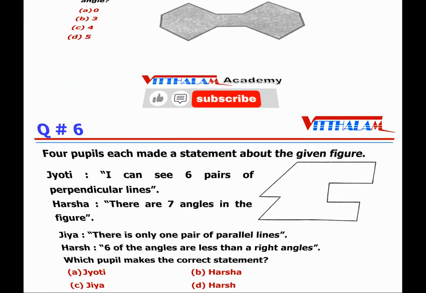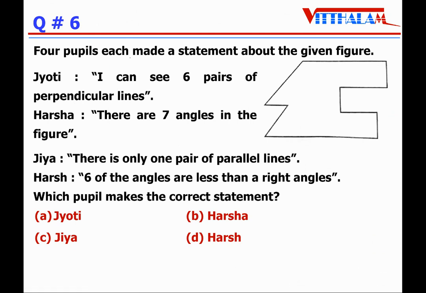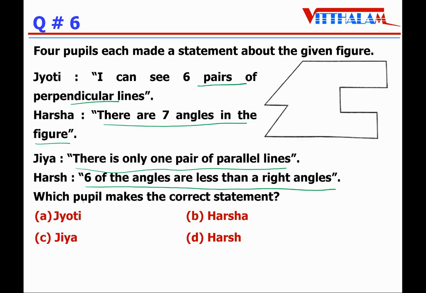Next. Four pupils each made a statement about the given figure. Some figure is given and some statements have been given by four pupils. Pupil number one, Jyoti, said, I can see six pairs of perpendicular lines. Harsha said, there are seven angles in the figure. Jia said, there is only one pair of parallel lines. Her said six of the angles are less than right angles. Which pupil makes the correct statement? Either Jyoti, Harsha, Jia or Her.